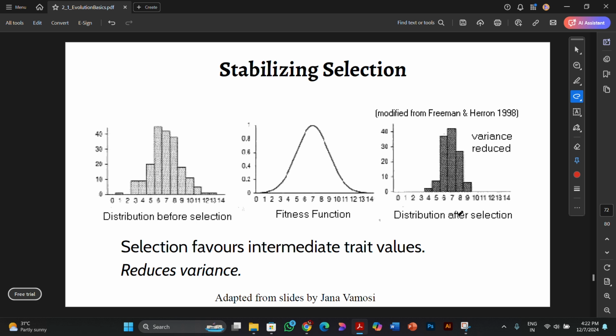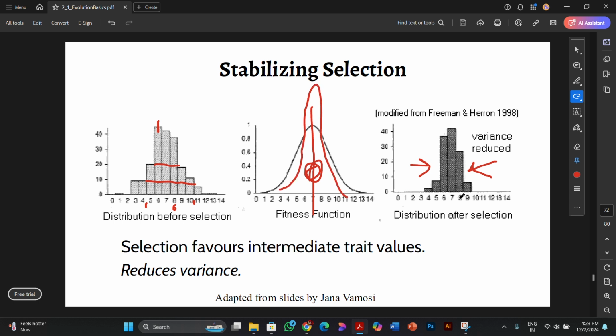Now come to stabilizing selection. We check here the mean is 6, and let's say here the variation is 2, or we can see here at 10, the variation is 4 to 10. The variation is 6, let's say. Now the fitness function is like this. That means individuals at this portion tend to live more, survive more, and reproduce more. Their fitness is more. Okay, so there is pressure from this side, pressure from this side, and the graph goes like this.